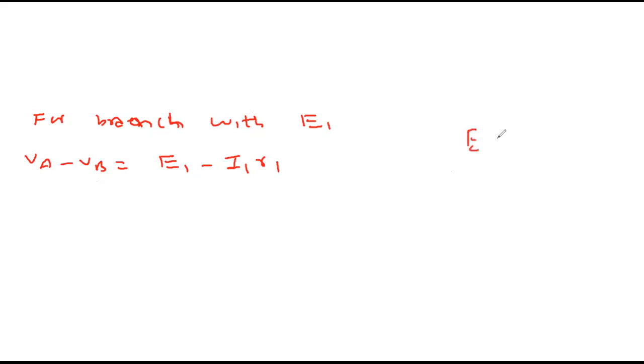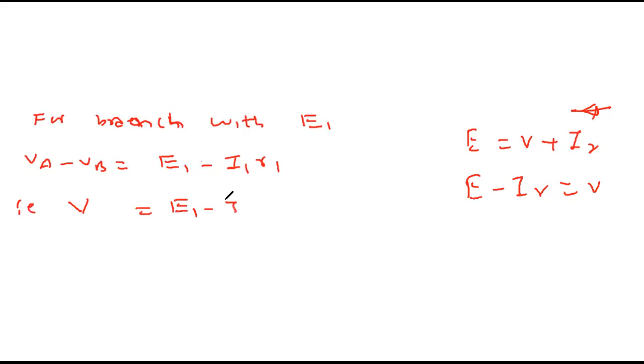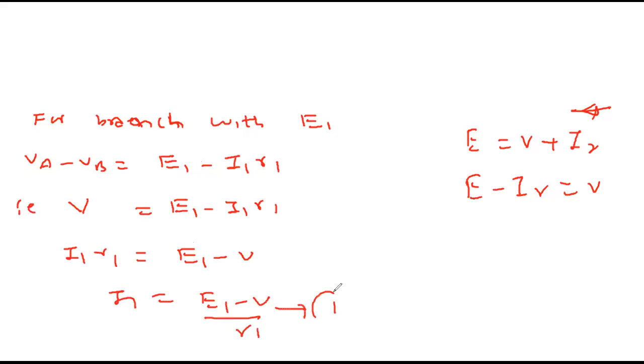I explained to you that E is V plus IR when the battery is supplying the current, so E minus IR will be V, or not? Yes, sir. So VA minus VB is E1 minus I1 R1. That is, potential difference V is E1 minus I1 R1. So I1 R1 will be E1 minus V, and I1 will be E1 minus V upon R1. I hope you followed.